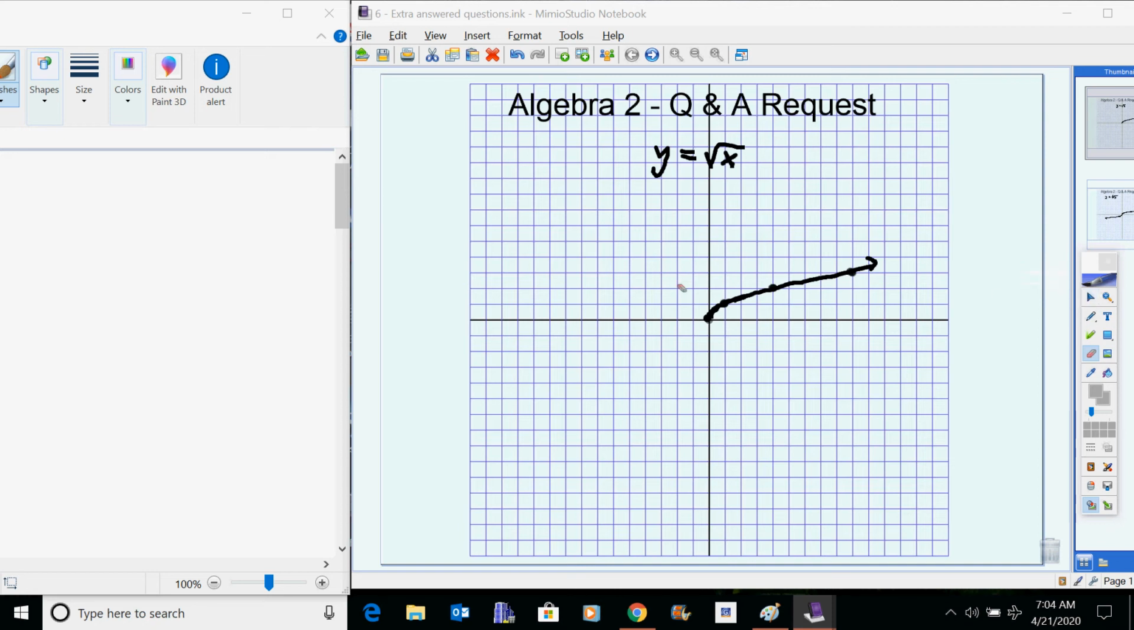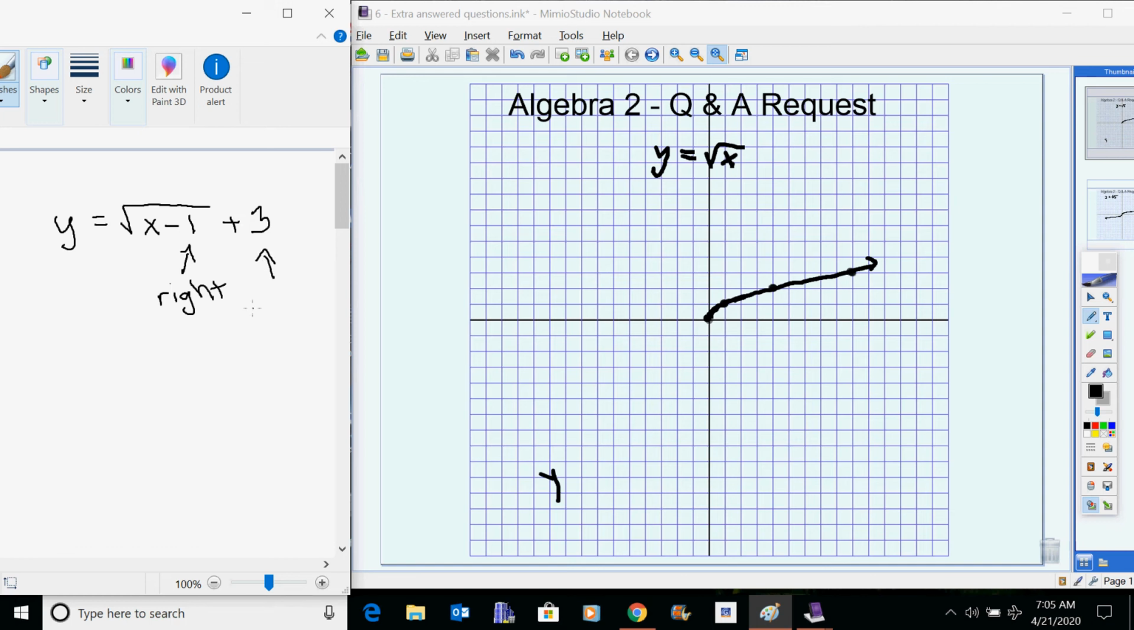So here's the thing. If this is the parent graph and you have a shifted graph, so let's say we have, instead of that, y equals the square root of x minus 1 plus 3, for example. Now this graph, the minus 1 here means that it's going to go right 1, and the plus 3 here means it's going to go up 3.